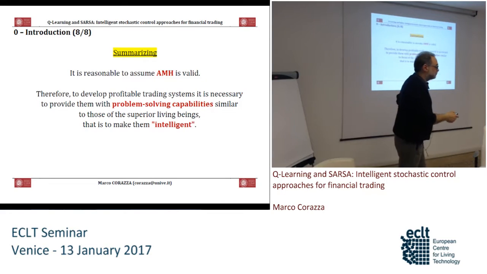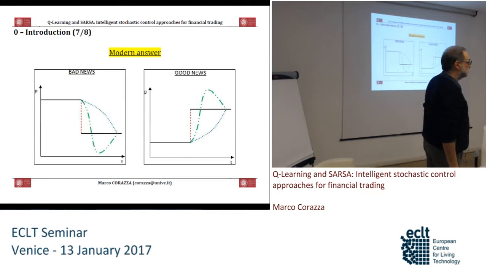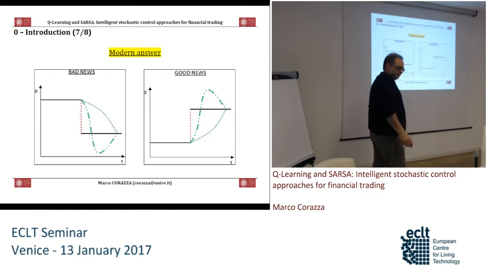You're making this distinction between intelligent and rational agents. What is the difference? How do you define an agent as intelligent, and then the other?